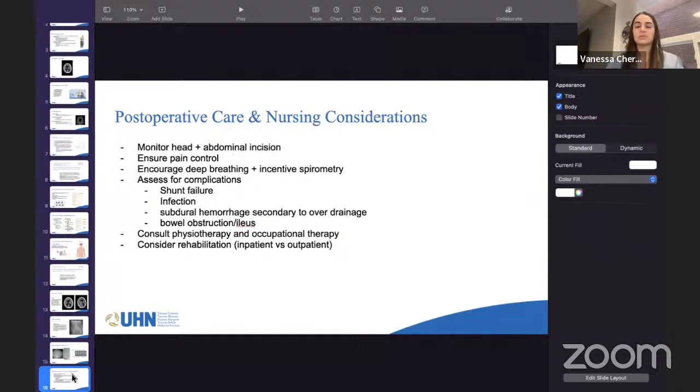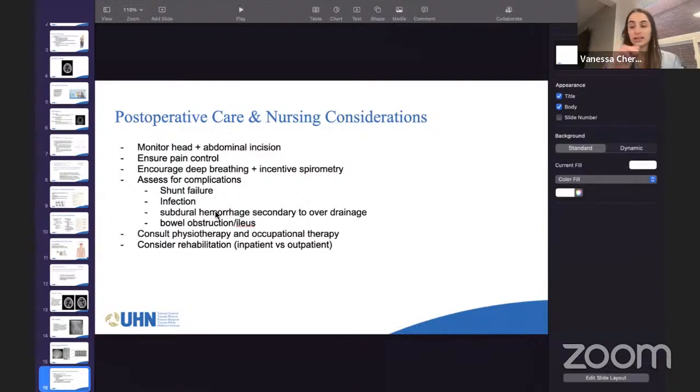And this is just some other postoperative care nursing considerations. So again, nurses, nurse practitioners, and doctors, we are checking their head incisions, their abdominal incisions, making sure that their pain is under control. And a big part is assessing for complications. Those would be shunt failure, infection, subdural hemorrhages, which can happen if you're overdraining the ventricles. And it's important to do good abdominal exams to assess for ileus or sometimes bowel obstructions.